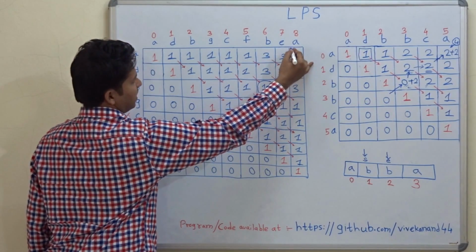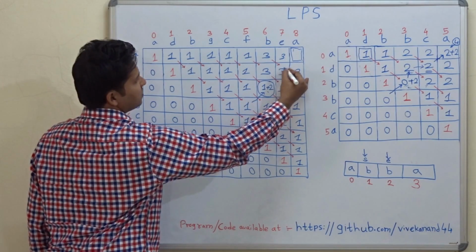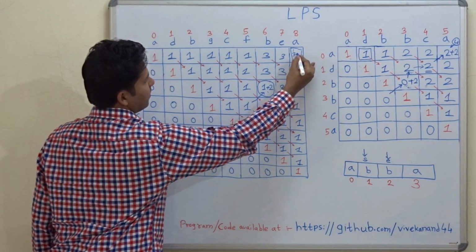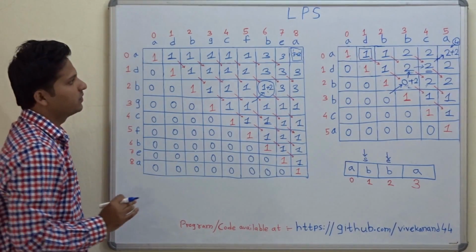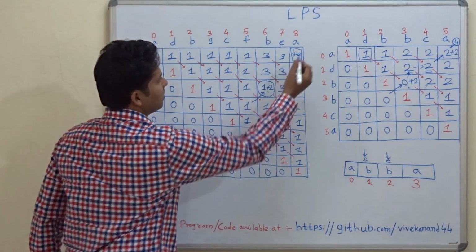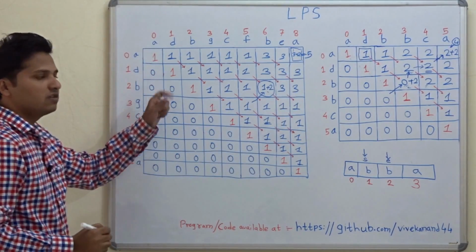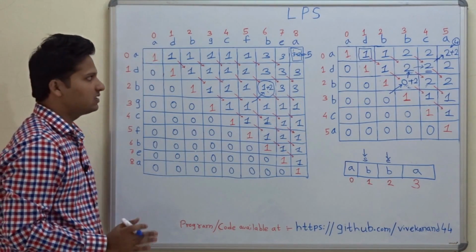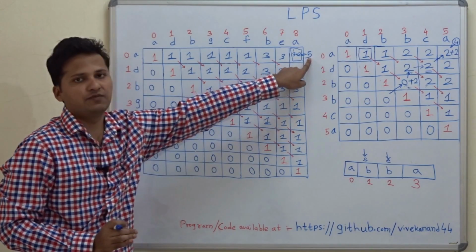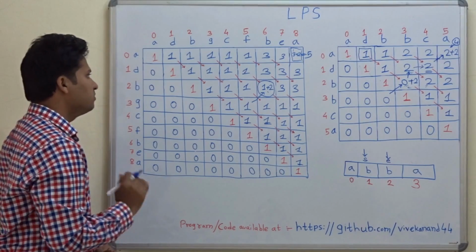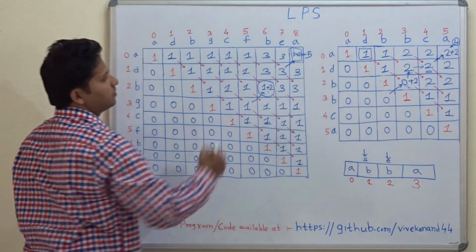AA, yes, they match. So in this cell it will be 3 plus 2 because they match. So 3 plus 2 is 5. So for this string the length of LPS, that is longest palindromic subsequence, is 5. Now is the time to find out that longest palindromic subsequence.